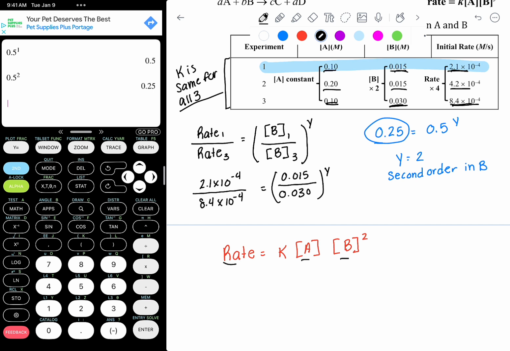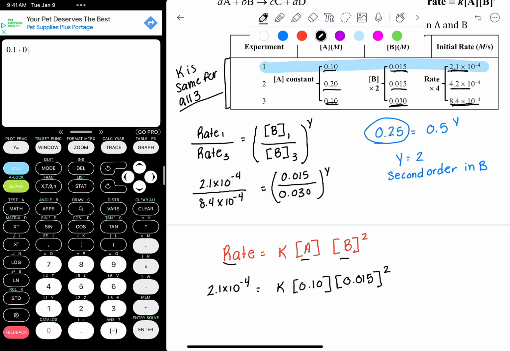So we know our rate from experiment 1 is 2.1 times 10 to the minus 4. That's equal to K, which we're searching for, times the concentration of A from experiment 1, which is 0.10, and the concentration of B from experiment 1, which is 0.015. And we're going to raise that to the 2 because we found our reaction order with respect to B was second order. So now this just becomes algebra.